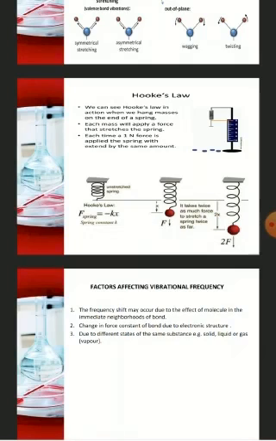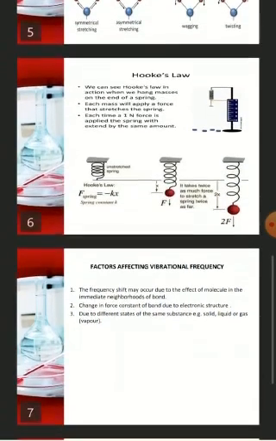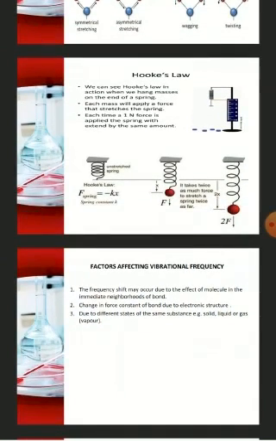the frequency shift that may occur due to the effect of molecules in the immediate neighborhood of the bond. Second factor, change in force constant of the bond due to electronic structure. And third factor, different states of the same substance, for example solid, liquid or gas. Gas means vapor.